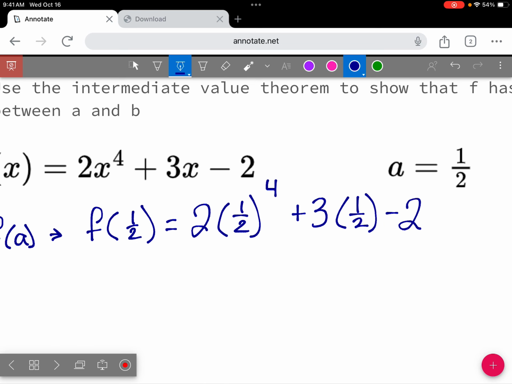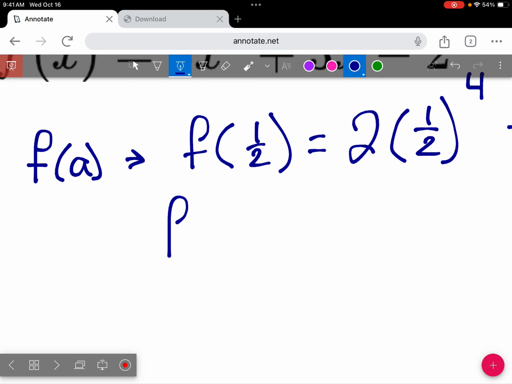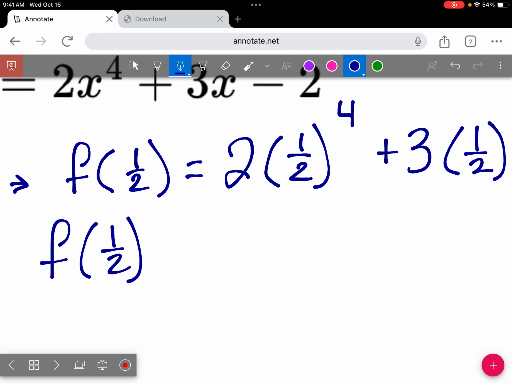If you're new to these yellow calculators, second column, third button down is your fraction button. It looks like a fraction. It behaves like a fraction. And you can type it in just like that. 2 parentheses, second column, third button down, fraction, 1/2, close it to the 4th. Plus 3, open parentheses, times 1/2, minus 2. So f of 1/2 is going to be what? Not -8. -3/8.